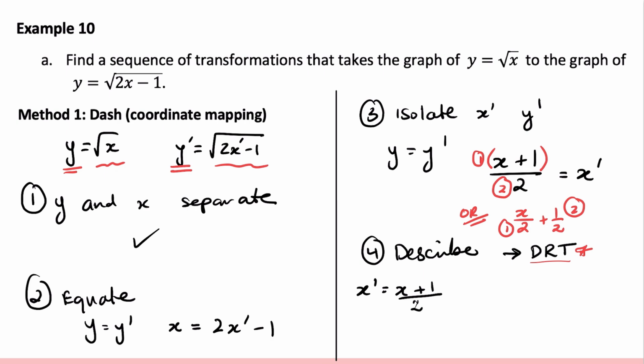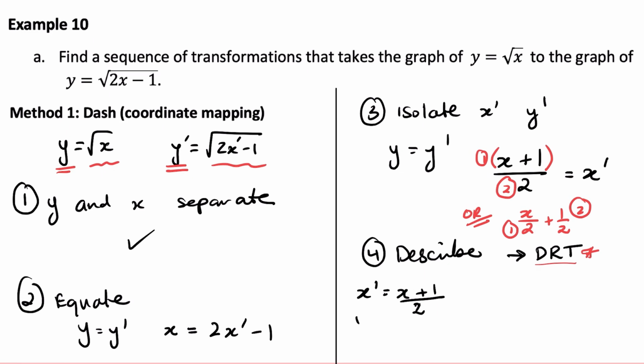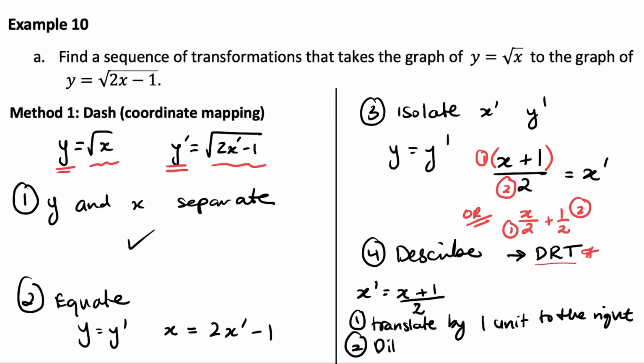Now, I might just leave it as the original one, just so that you can see what that looks like. So here, the first transformation would be a translation. So translate by 1 unit to the right, and then dilate by factor half from the y-axis. Okay, so this is the order that we generally state things in, but it doesn't have to be that way. What's more important is that you follow the order of your transformation.